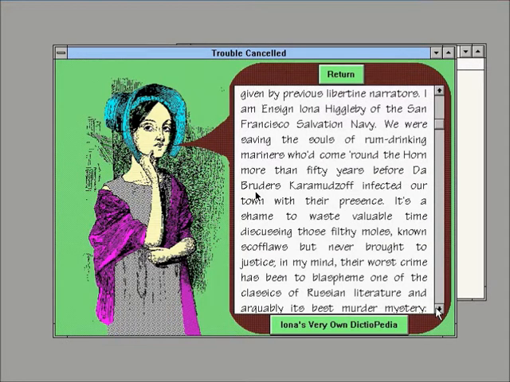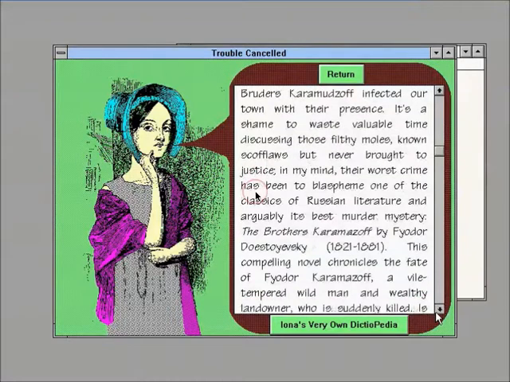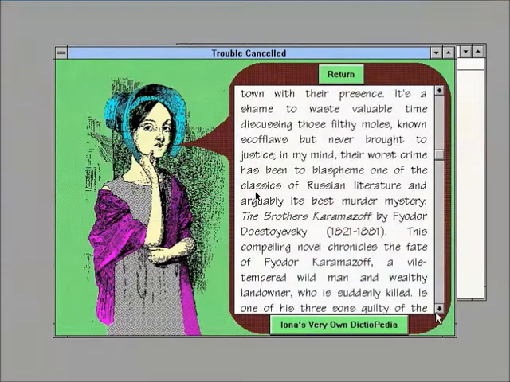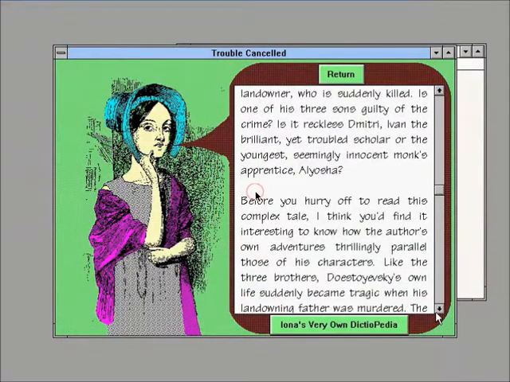We were saving the souls of rum-drinking mariners who'd come round the horn more than 50 years before the Brutus Karamotsov infected our town with their presence. It's a shame to waste valuable time discussing these filthy mills. Before you hurry off to read these complex tales, I think you'll find it interesting to know how the author's own adventures thoroughly parallel those of his characters.